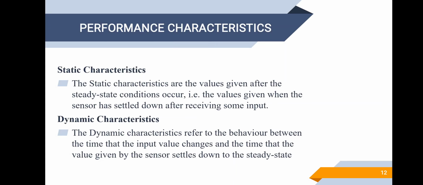Range and span. Range tells us the minimum and maximum values a sensor can measure. Span is simply the difference between these two values. Accuracy and sensitivity. Accuracy indicates how close the measured value is to the true value. Sensitivity shows how much the output changes for a small change in input.